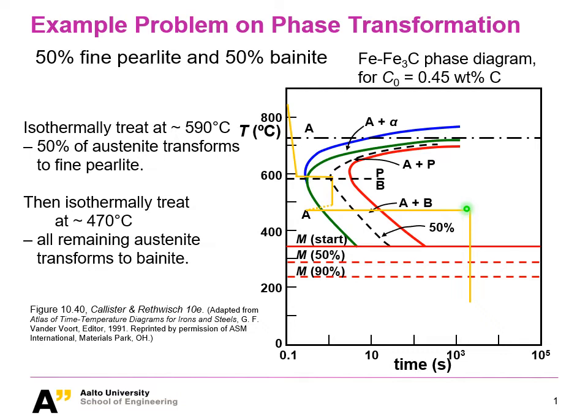But now you have to keep in mind this bainite is only transformed from this 50% of austenite. Although the transformation is 100%, initially you only have 50% of austenite because the other 50% is the fine pearlite. All right, now you have at this point 50% of fine pearlite and 50% of bainite.